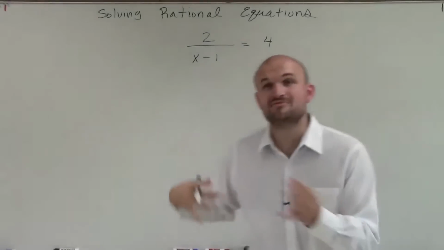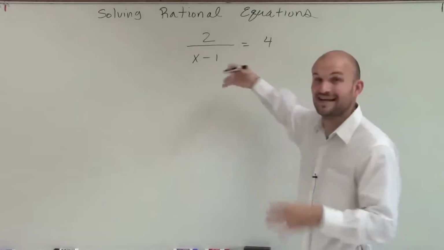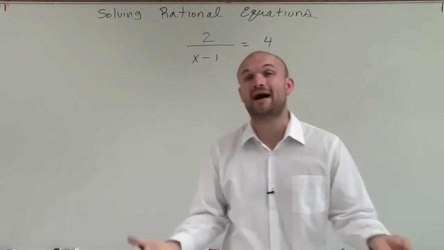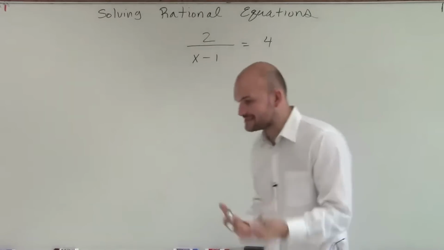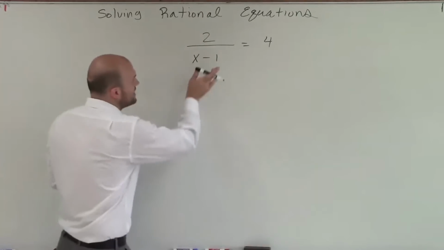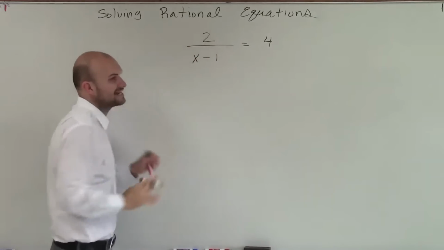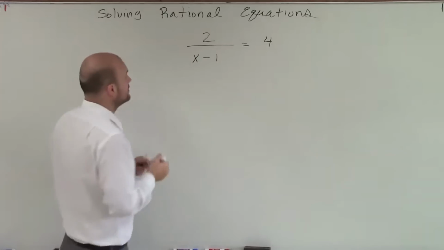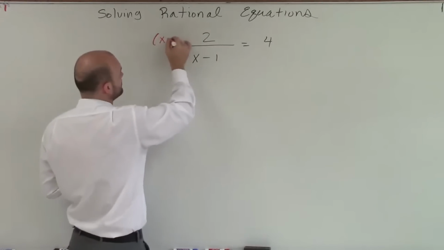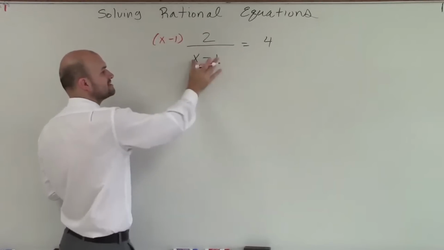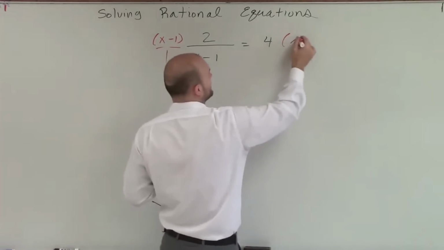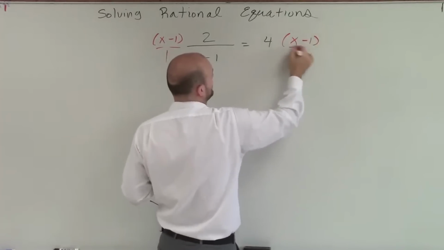All right, so this problem is very similar to the problem I just did, except now, rather than just having one variable, we have an expression. We have a binomial. So it's still the same case. When we have this 2, it's being divided by x minus 1. So we need to undo dividing by x minus 1. To do that, we're going to multiply by x minus 1. And whatever we do on our left side, we need to make sure we do on our right side, right?